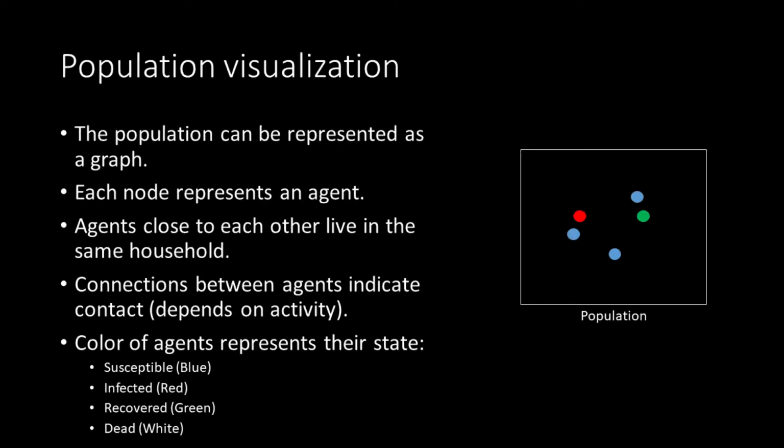Finally, the color of an agent indicates its health state. Healthy and susceptible agents are represented by blue nodes. Infected agents are red, they are drawn green if they are recovered. They are black in case they died.